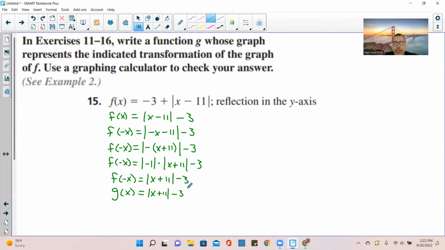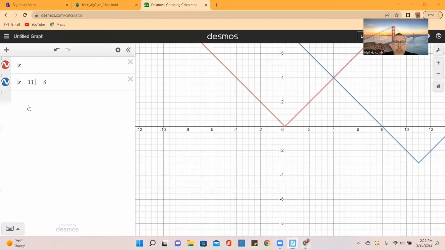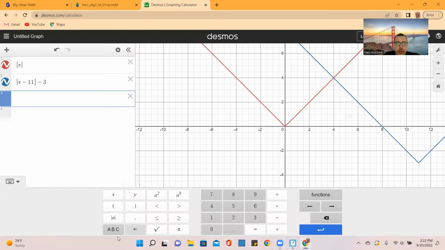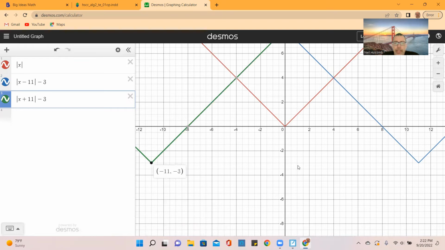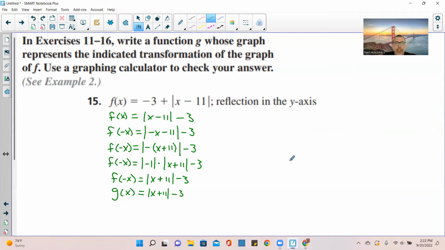Now if I graph it, absolute value of x plus 11 minus 3. And sure enough, it ended up at negative 11, negative 3, where the vertex here was 11, negative 3. So that is a reflection in the y-axis. It was shifted left 22 spaces from this to be a reflection over here. Okay, hopefully that helped.